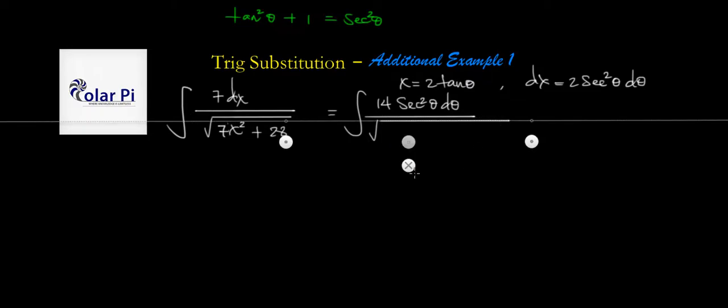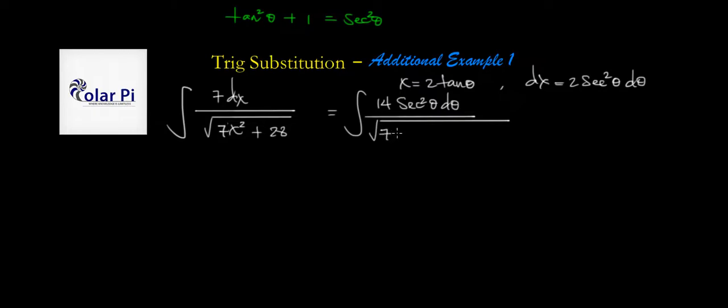Well, 7, and then it'll be x squared. Well, x is right here, so x squared will be 4 tangent squared. So 7 times 4 times tangent squared theta, that's 7x squared, and then plus 28. I'll backtrack and write 7 times 4 is 28, and that's why we needed that 2 in front of tangent, because we knew we wanted it to work out this way. So I'll have 28 tangent squared theta, and then plus 28.